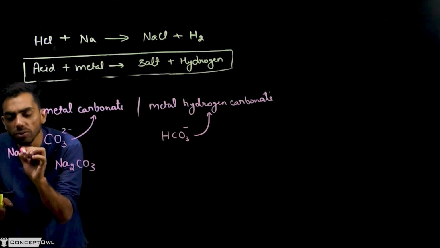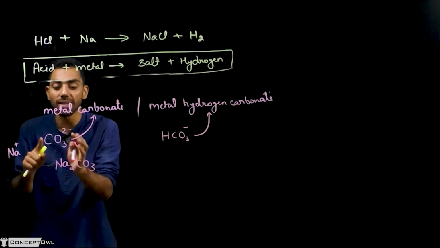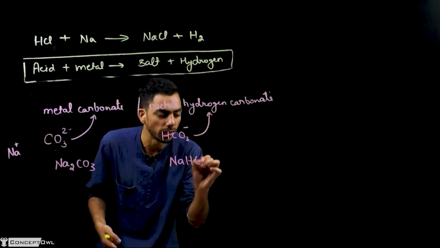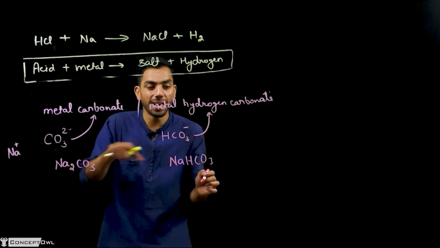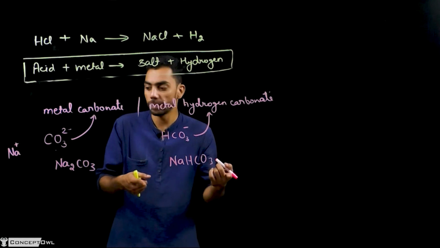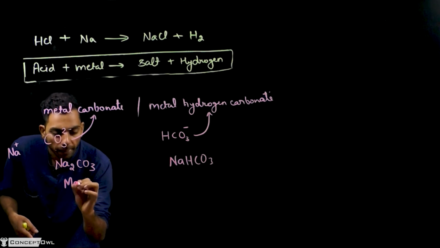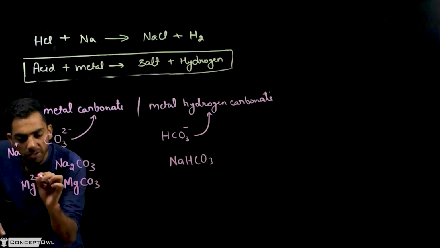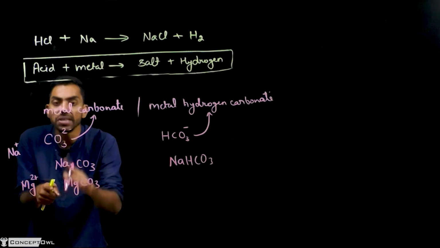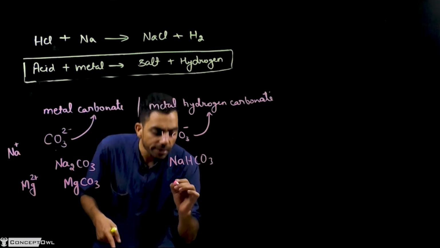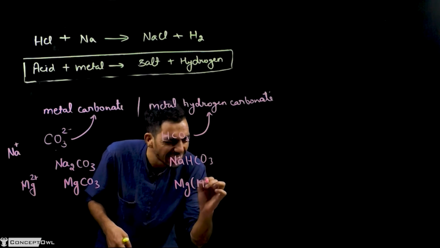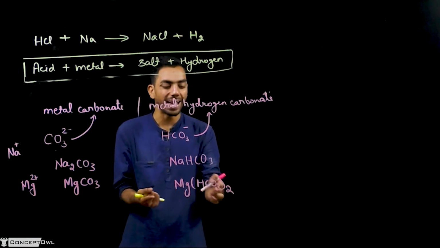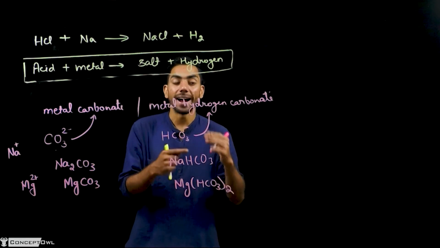Because the charge on Na is +1. So we need to balance the charge. So that's why Na2CO3. In this case, NaHCO3. So this is sodium carbonate and this is sodium hydrogen carbonate. If we have Mg, this is magnesium carbonate. This time magnesium has +2 charge, so we just need 1 magnesium ion. In this case, I write Mg(HCO3)2. This time we need 2 hydrogen carbonate ions. So Mg(HCO3)2 is magnesium hydrogen carbonate.